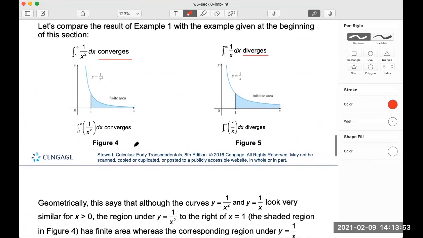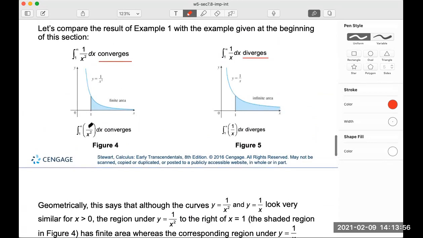So it converges because this integral converges to 1, right? A specific number. 1 is not something that goes to infinity; it converges to a specific number. And on the right-hand side, this integral goes to infinity, right? By definition, if an improper integral converges to a number, then we call it convergent. And if it keeps getting bigger and bigger, we call it divergent. That's it.